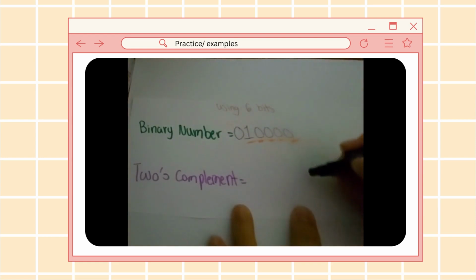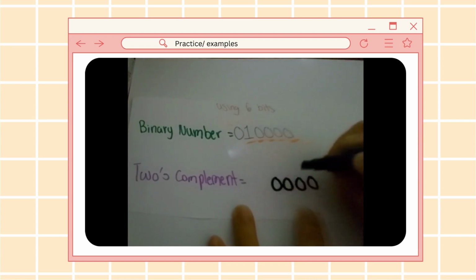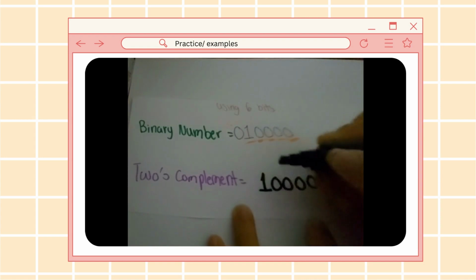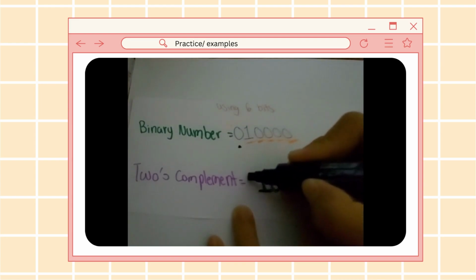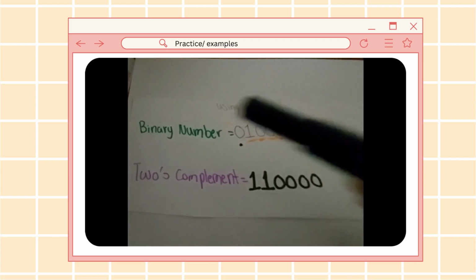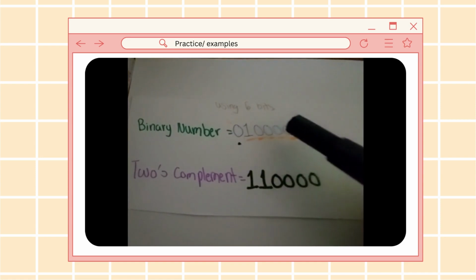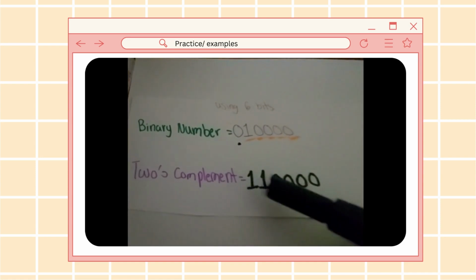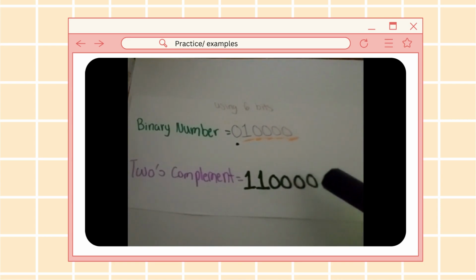So everything from this side will remain the same, including the 1, and the only thing that will flip in this binary number will be the 0, which will become a 1. So we can conclude that the 2's complement for the binary number 0, 1, 0, 0, 0, 0 is 1, 1, 0, 0, 0, 0.